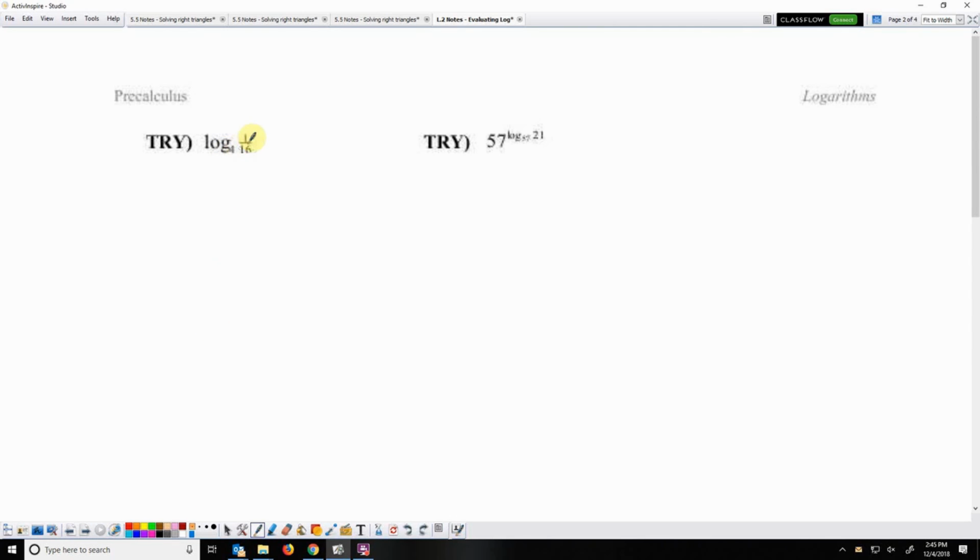So log base 4 of 1/16. So 4 to what power makes 1/16? Well, 4 to the 2nd power makes 16. So 4 to the negative 2nd power makes 1/16. And 57 raised to whatever power raises 57 to make 21. The answer is going to be 21. But let's set that equal to x and put it in log form. Log base 57 of x equals the exponent, which is log base 57 of 21. Same base, same argument. X equals 21.